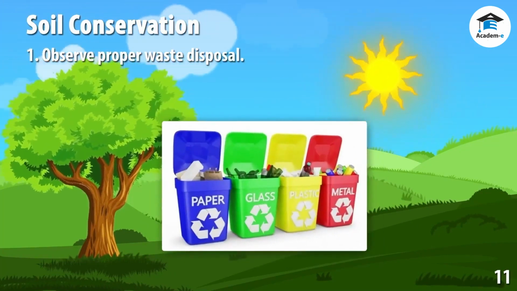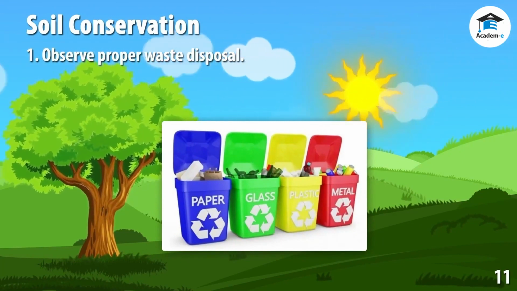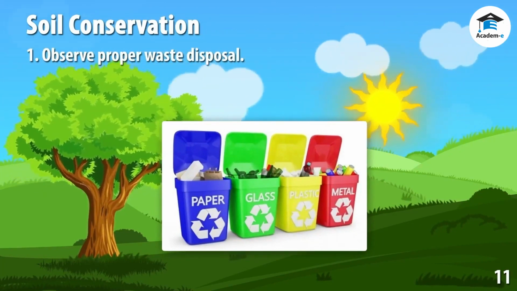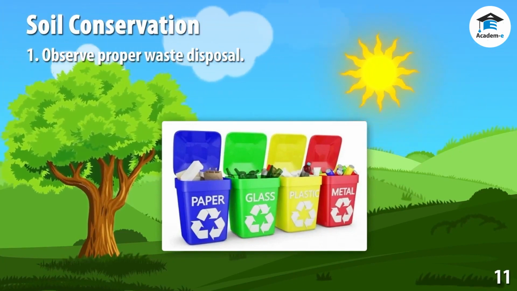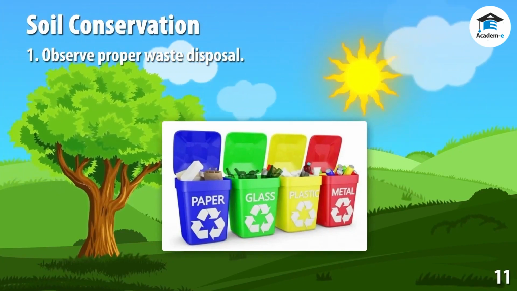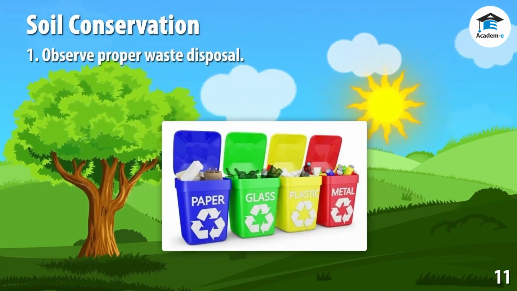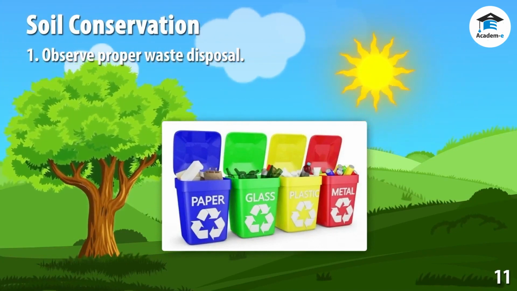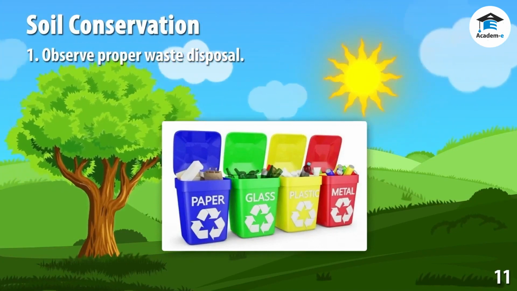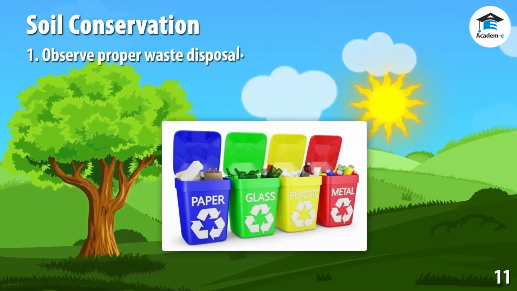1. Observe proper waste disposal. When disposing of garbage, separate the materials that decay, or biodegradable materials, such as vegetable peelings, leftover food, and dried leaves, from those that do not decay, or non-biodegradable materials, such as bottles, cans, and plastics, which may be reused or recycled. To recycle means to convert the materials into other usable forms.